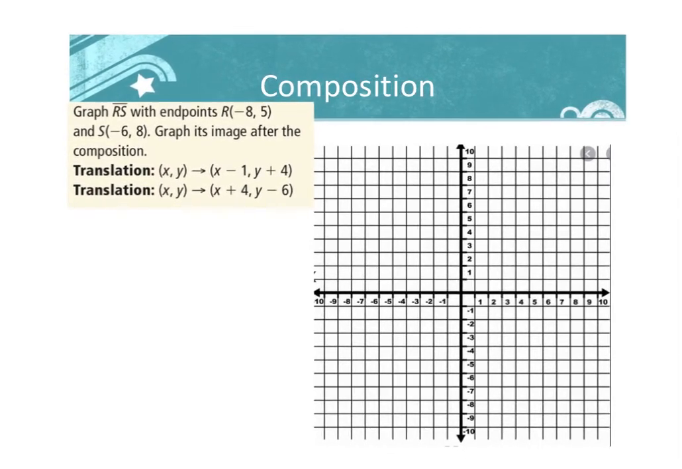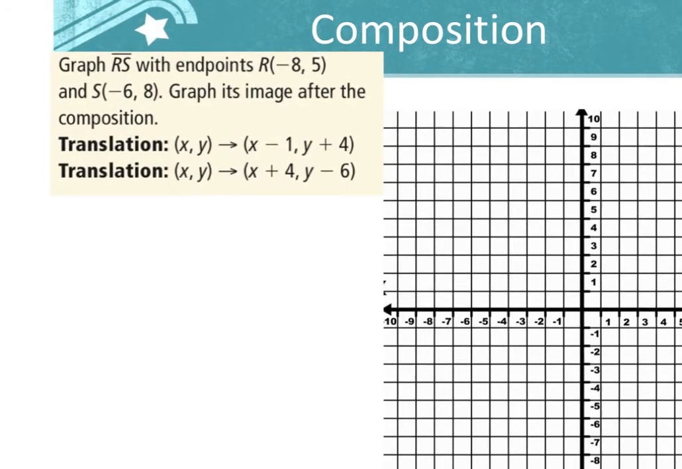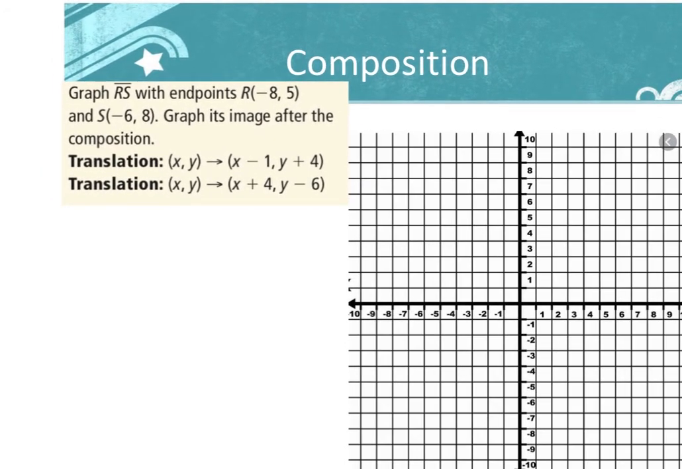Okay, now we're going to try a composition of our own. So we're going to graph RS with endpoints R at -8, 5 and S at -6, 8. So R is at -8, 5. That's -8, 5 is up here, right like this. Okay, and this is going to be R, and S is going to be at -6, 8. That's right here. So RS, and it's a line segment, okay?